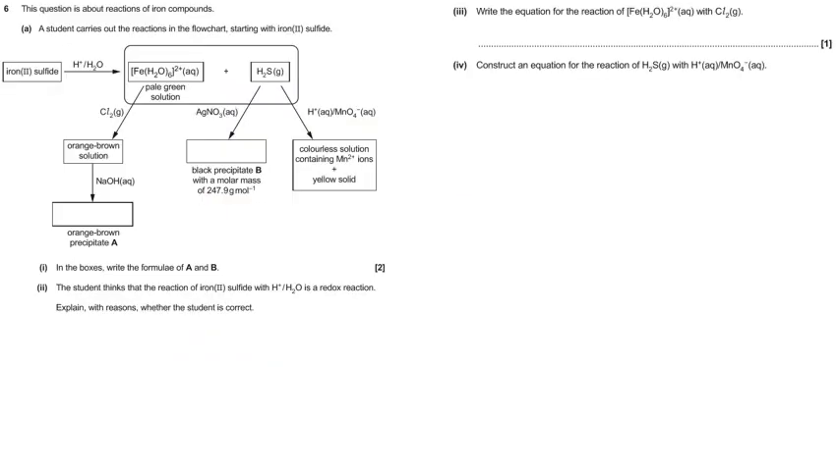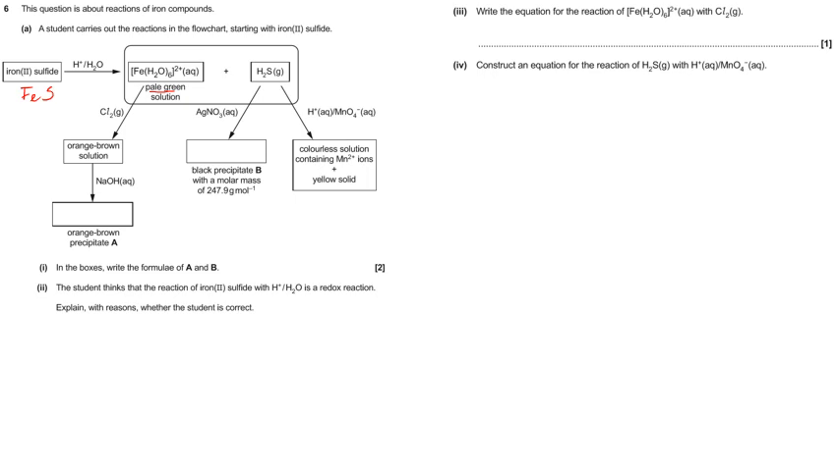Okay, question 6 is about transition metals and their reactions. We've got a flow chart here, and we're going to work out what A and B are. We start with iron 2 sulfide, so that is simply FeS. We're going to dissolve that in acidic solution, and we get the iron aqua complex, and the iron is still iron 2+, and it's pale green.